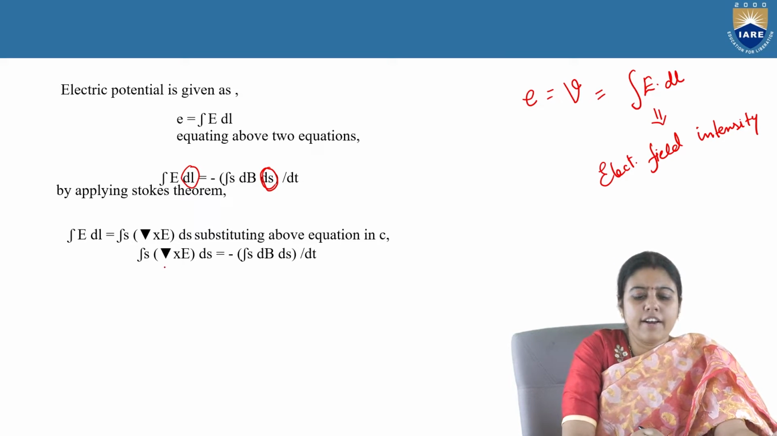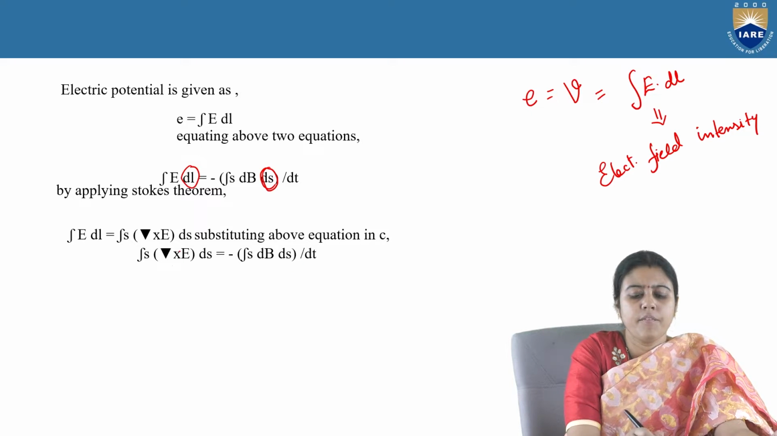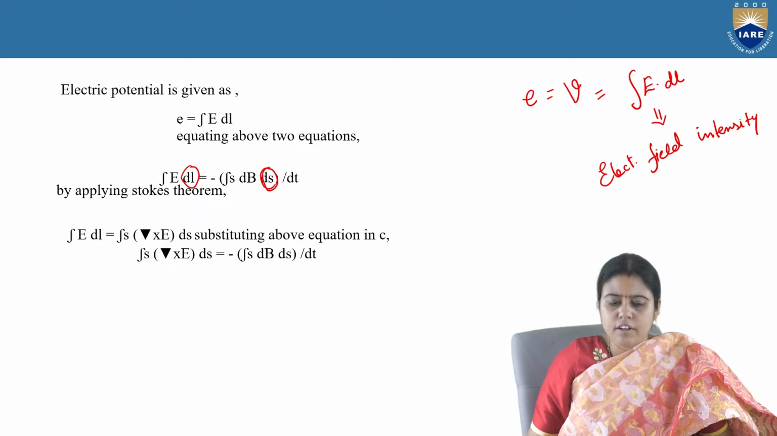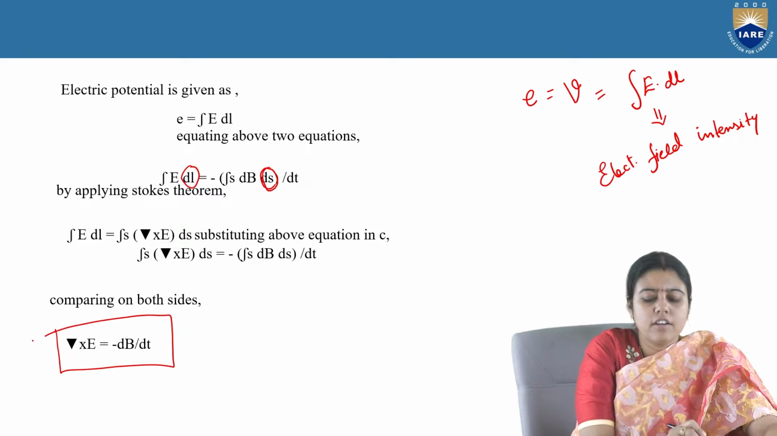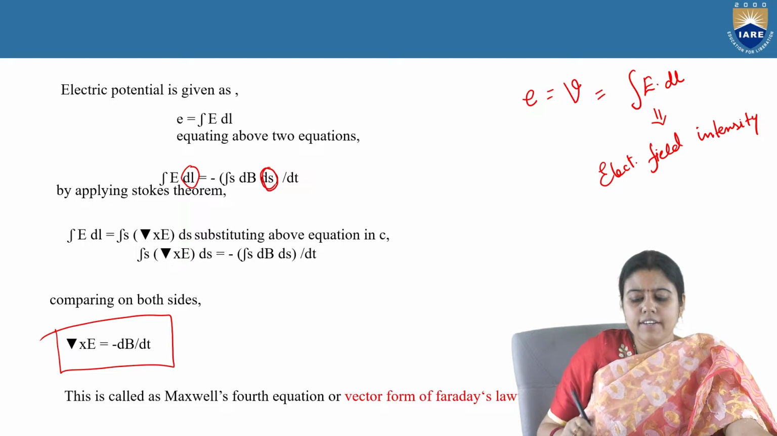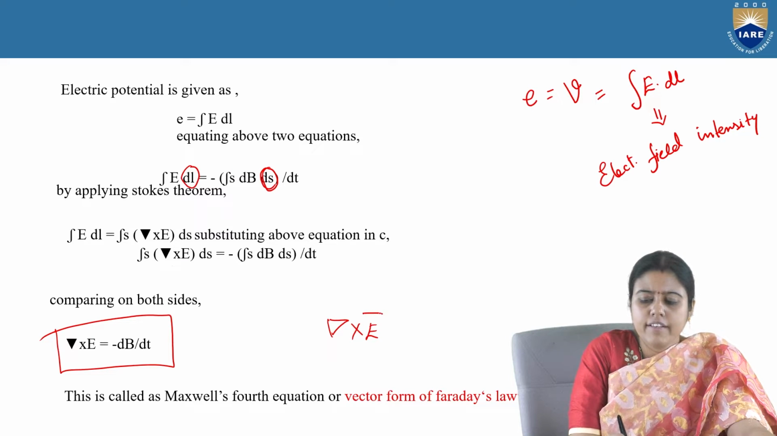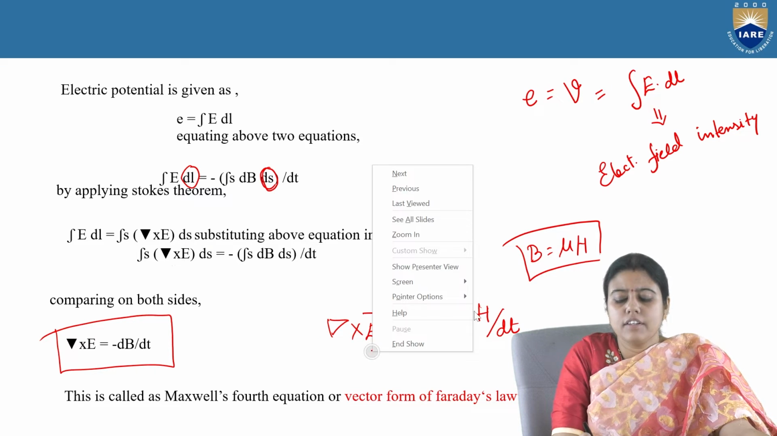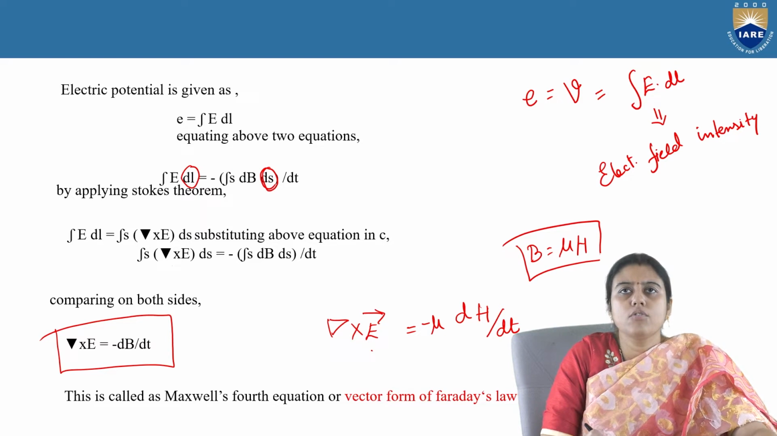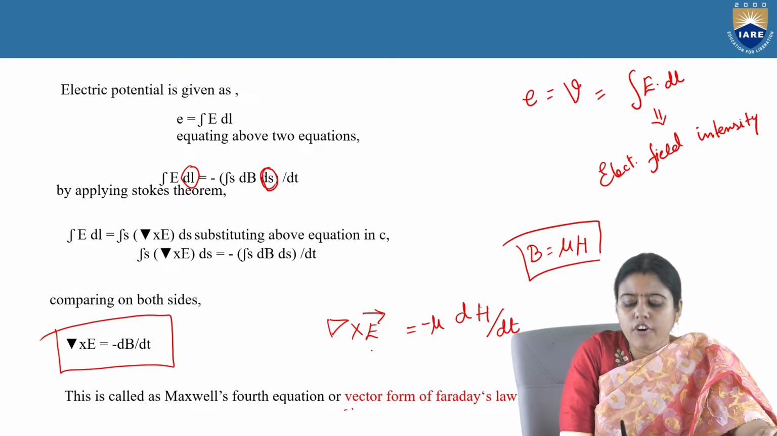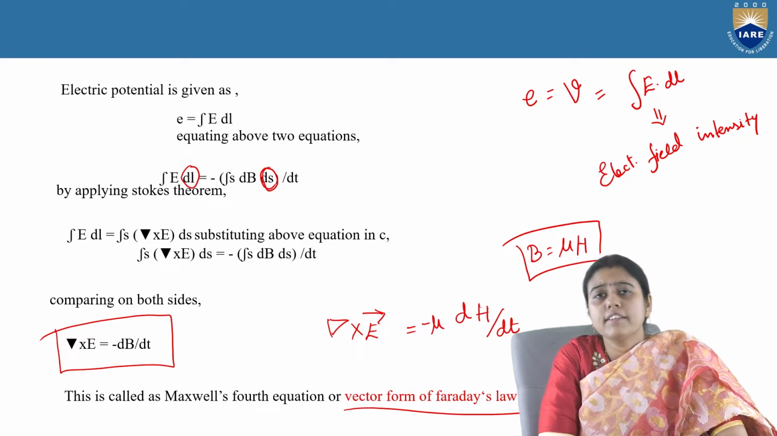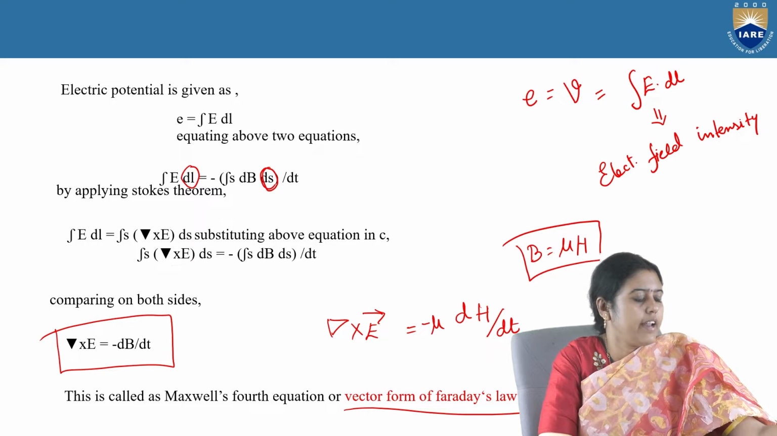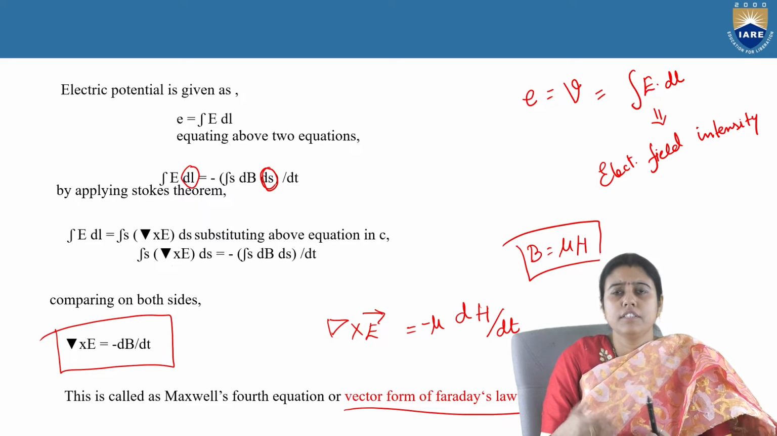So we can write that curl E dot ds is equal to the integral of dB dot ds by dt. The ds cancels out on both sides, the integration also cancels, and we get curl E is equal to minus del B by del t. And we can write it like that: curl E, where E is the electric field intensity, equals minus mu dH by dt, as B is equal to mu into H. This is the relation between the electric field intensity and the magnetic field intensity. It is known as Maxwell's fourth equation, or the vector form of Faraday's law. As I told, Faraday did everything experimentally, but the mathematics and physics behind it were first discussed by Maxwell.